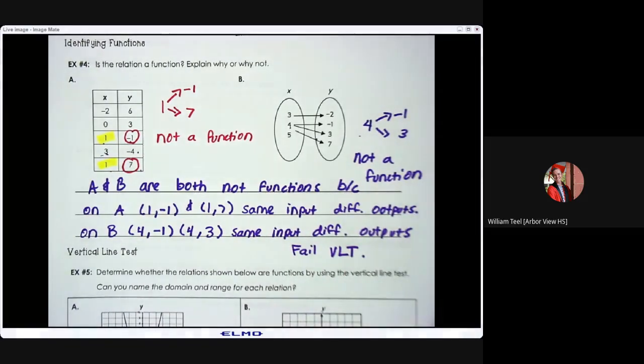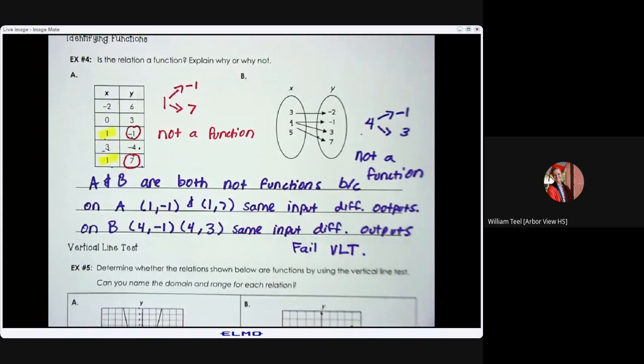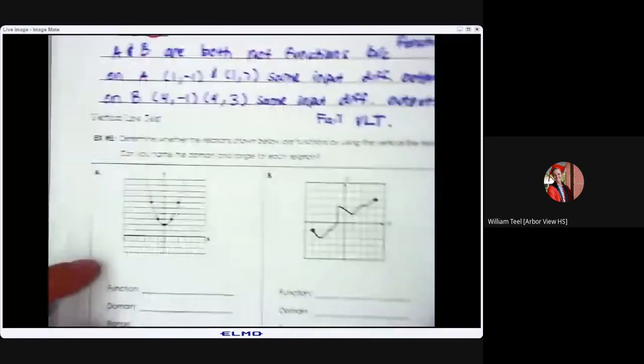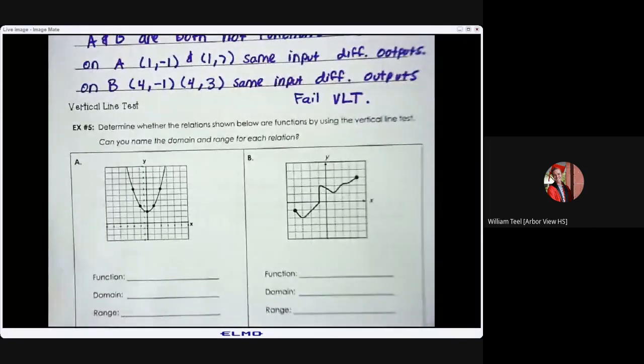They are not functions because they have more than 1 output for 1 single input, and they would fail the vertical line test if we were to draw them on a graph. Moving down to example 5. Vertical line test. Determine whether the relations shown below are functions using the vertical line test. Can you name the domain and range for each relation?